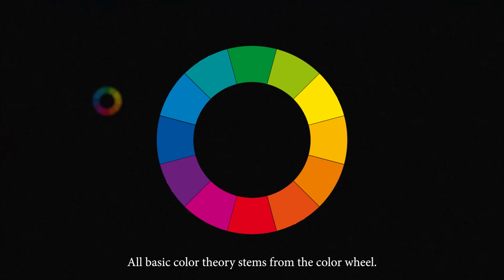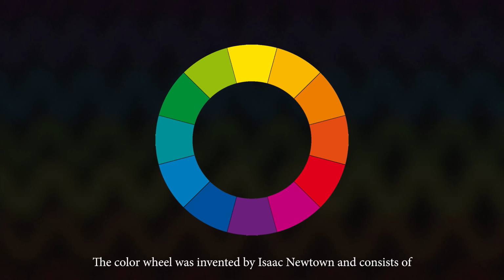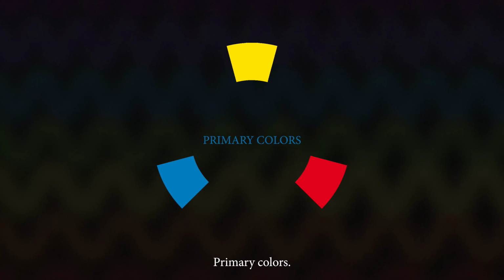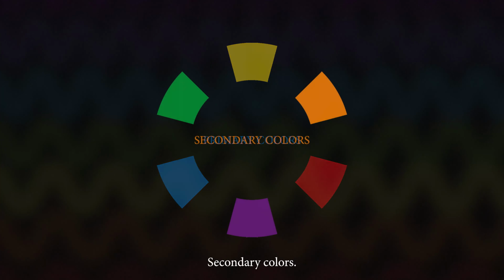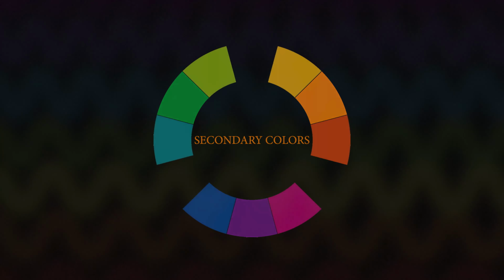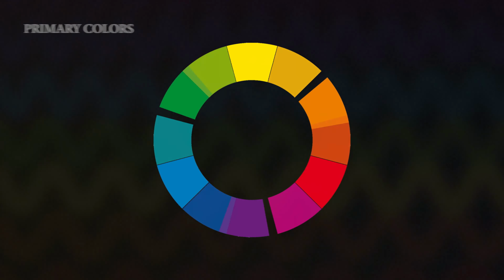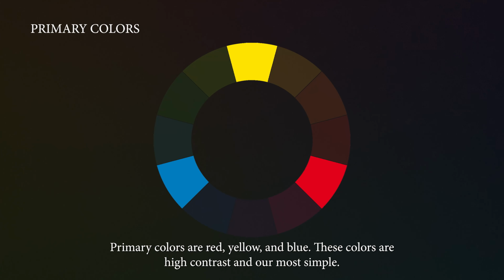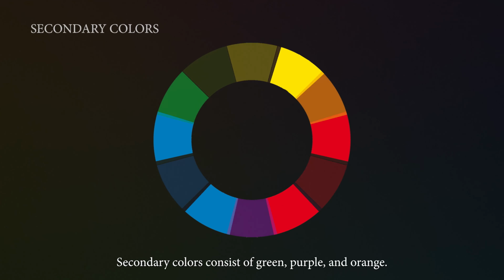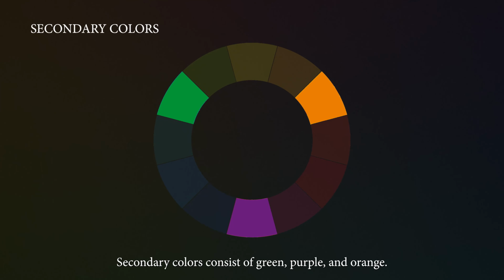All basic color theory stems from the color wheel. The color wheel was invented by Isaac Newton and consists of primary colors, secondary colors, and tertiary colors. Primary colors are red, yellow, and blue. These colors are high contrast and are most simple. Secondary colors consist of green, purple, and orange. They are made by combining our primary colors.